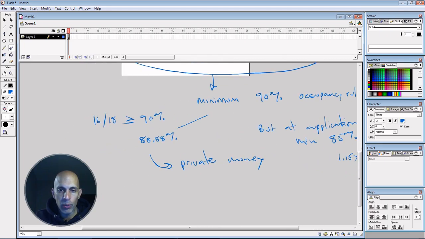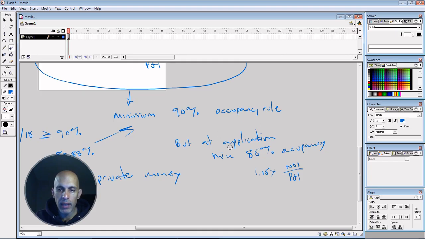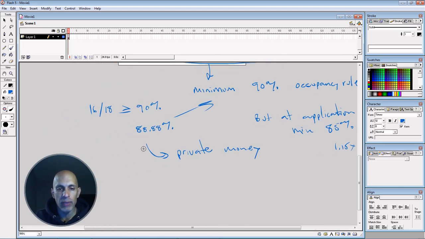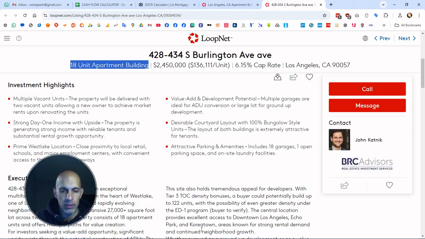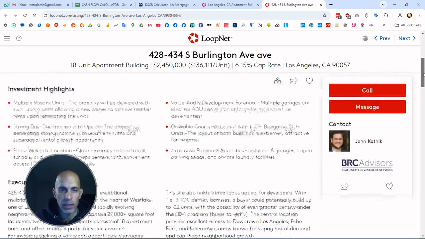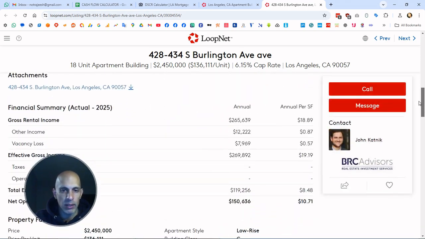So we can go on this, but you're dependent upon the seller filling that vacancy. If you want to fill those vacancies, then you will need to go private money. And we will explore both these options in this video. So let's see, it says a 6.15% cap rate. So we need to see these numbers here.